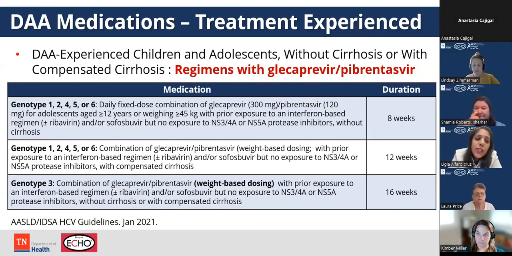And then in the case of genotype 3, if you already have a patient that has failed a treatment that included sofosbuvir in the past, then we are going to prolong this treatment to 16 weeks. So I don't want you to focus as much on the doses, but rather on what the options of medications and durations of treatment are, with the goal that we don't delay treatment, even if the patient has failed in the past. Next slide, please.